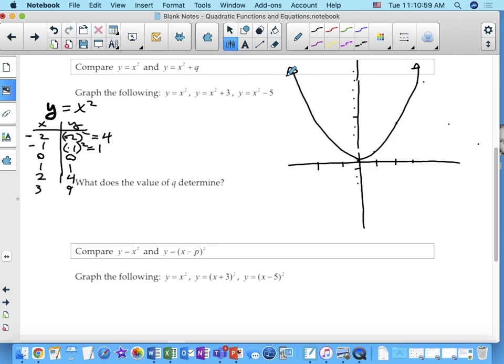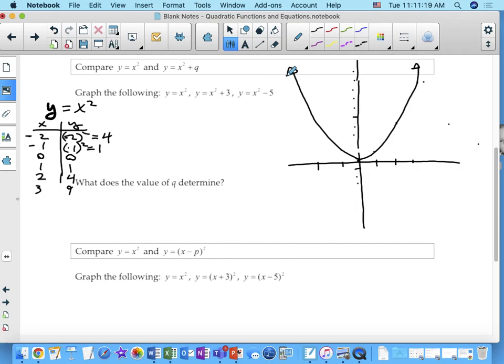Because they should be symmetrical. And the reason why we have this symmetry is because when you square something, you get a positive value, right? So the negative x value squared is going to be the same as the positive x value squared. Okay. All right, so that's the basic y equals x squared graph. This is going to be like our control.